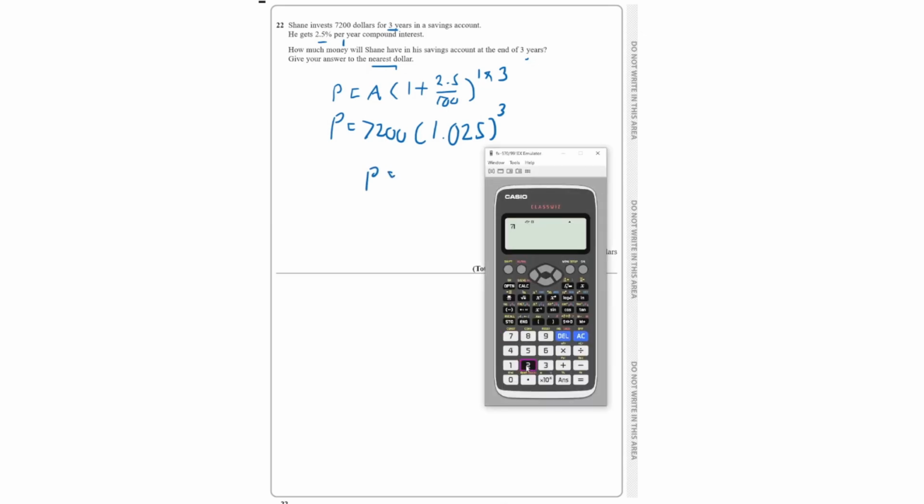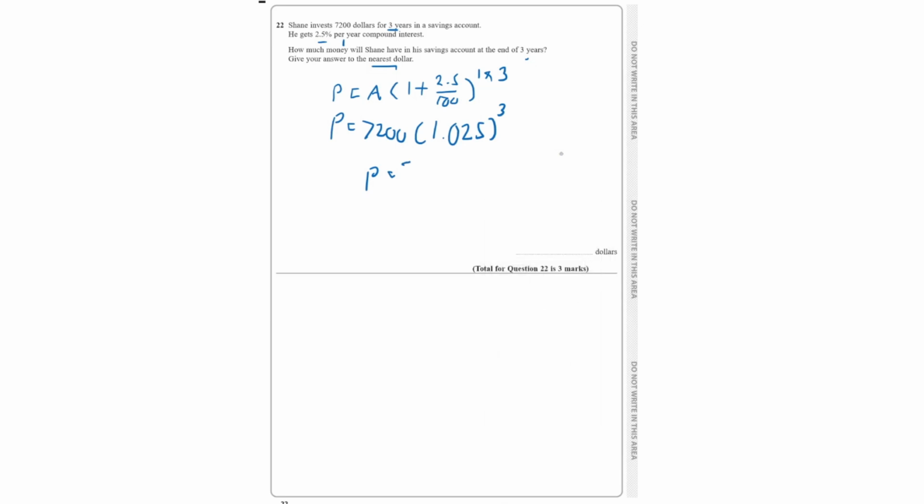We start off with 7,200 times 1.025, and we cube that. We get 7753.6.